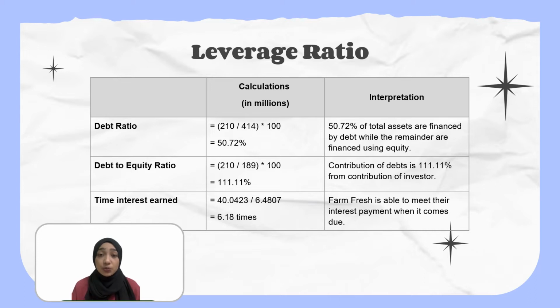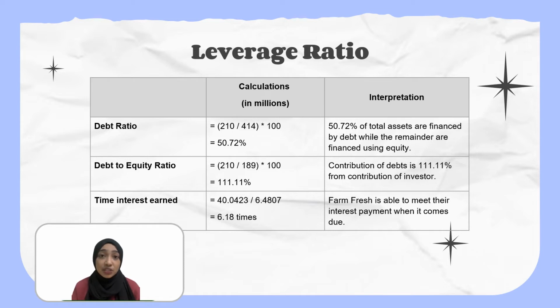Firstly, as for the debt ratio, we are going to take its total liabilities, which is 210 million, and divide it by its total assets, which is 440 million, and times it by 100. Thus, we can say that 50.72% of its total assets are financed by debt, while the remainder is financed using equity. After that, the debt to equity ratio is where we take the total liabilities, which is 210 million again, and divide it by its shareholders' equity, which is 189 million, and times it by 100.